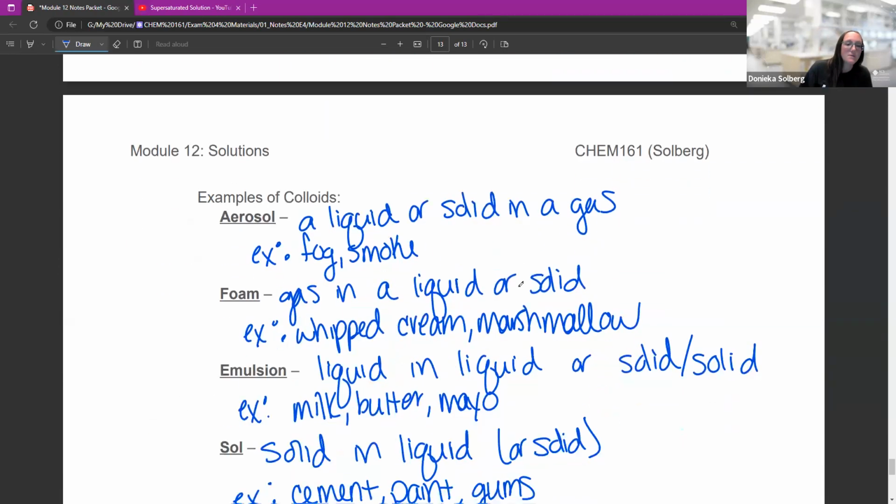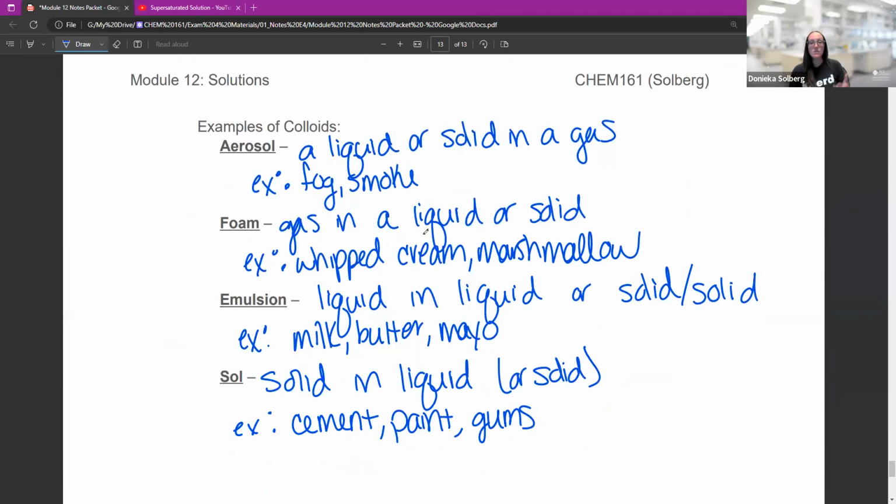There's actually a couple of specific types of colloids, and these are terms you might have heard before, which is why I wanted to introduce them to you. So an aerosol is a type of colloid, and you'll notice they all just have different types of solutes and solvents. An aerosol is when a liquid or solid is dissolved in a gas, so like fog or smoke.